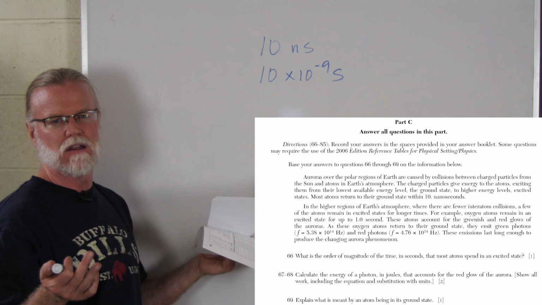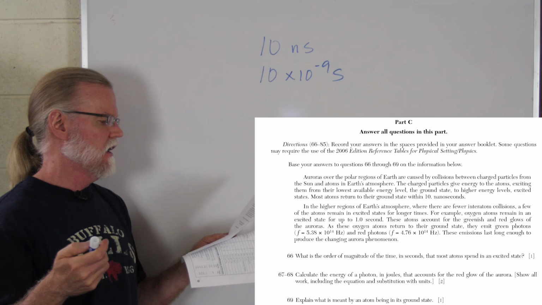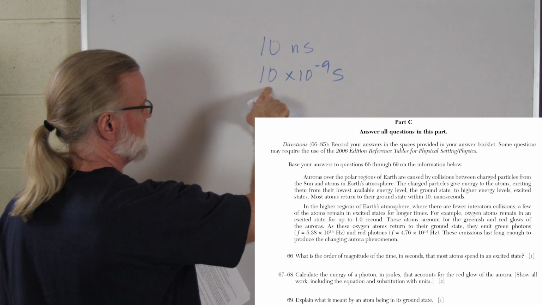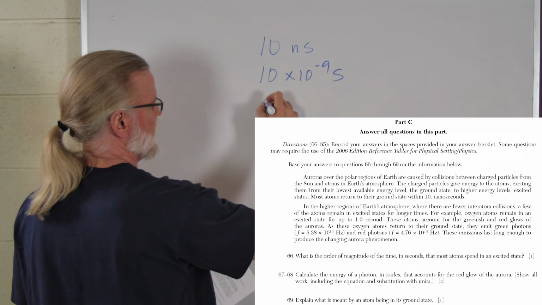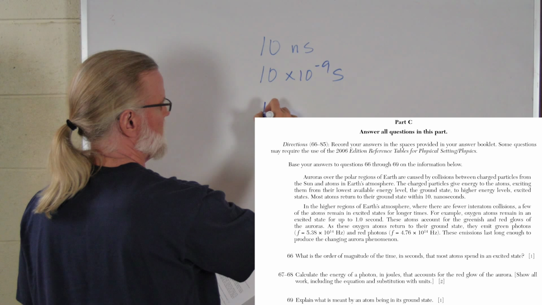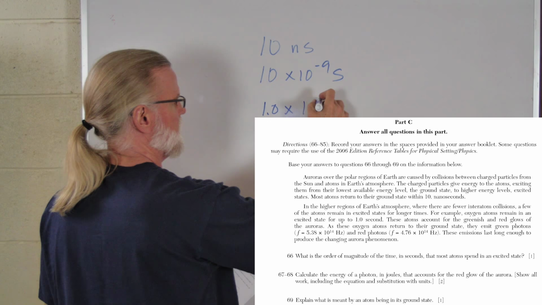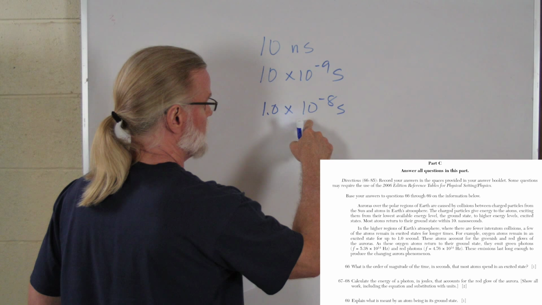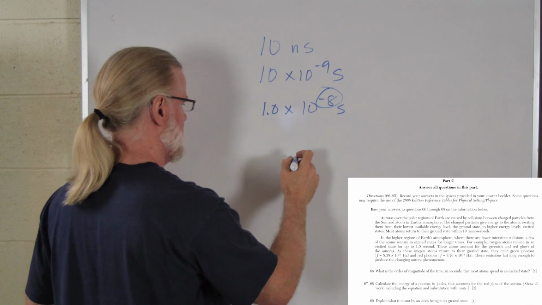So here it is. What is the order of magnitude of time in seconds that most atoms spend in the excited state? Well, what is 10 times 10 to the minus 9? We want this to be a 1. We basically want to know what power of 10. But this is multiplied by 10. So let's make this 1.0 times 10 to the, so I've made this one smaller, I have to make this one bigger, right? So these are the same number. Look, this is the second time we've had to do something like this. Make sure you can do that. So what order of magnitude is it? -8. That's what they're looking for.